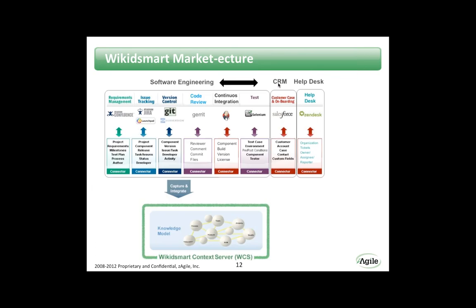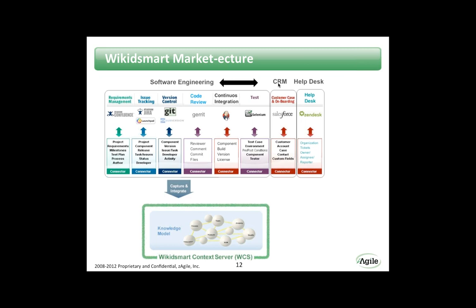So let's go in a little bit deeper. Here is a more full-fledged, different view of the architecture. You have these different applications and tools. We have software engineering at the top, along with CRM and help desk. If we go down below, those are the different areas that we're addressing, so you've got requirements management, issue tracking, etc. And then you have the specific applications and tools mentioned under that.